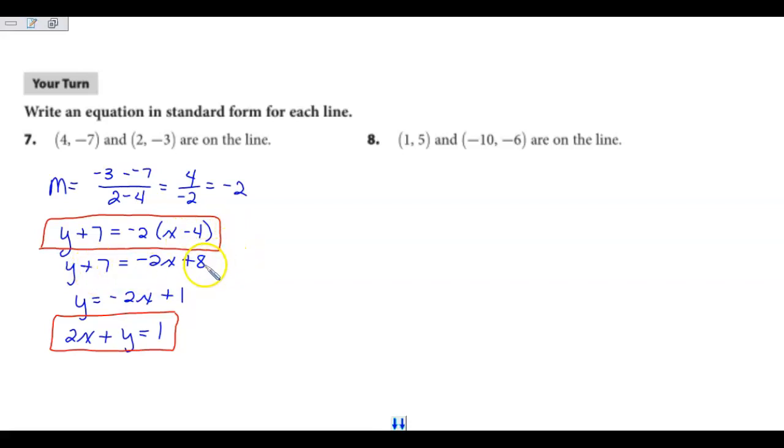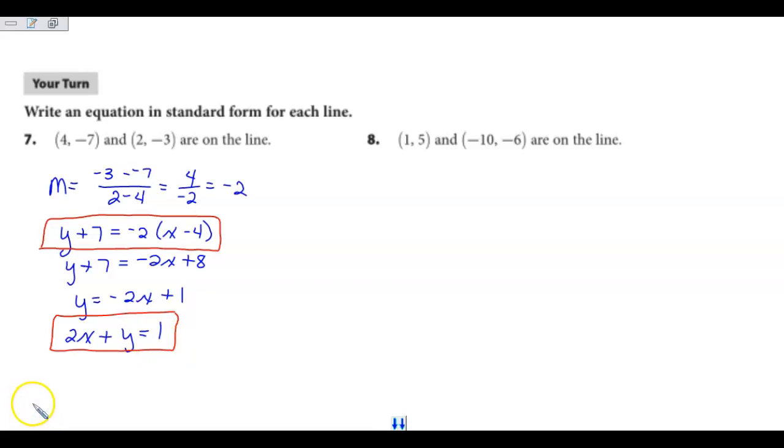I subtracted 7 from both sides. I added 2x to both sides, and I get 2x plus y equals 1. Since my a is already in a positive position, I am not going to make any additional changes. So that is the answer in standard form.